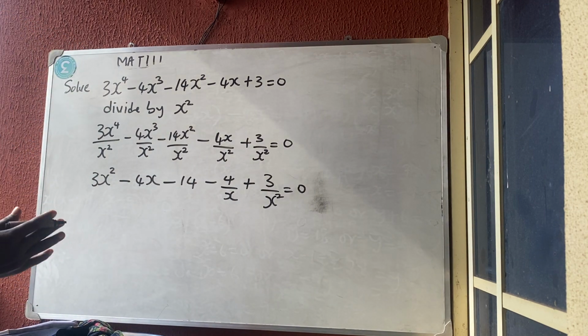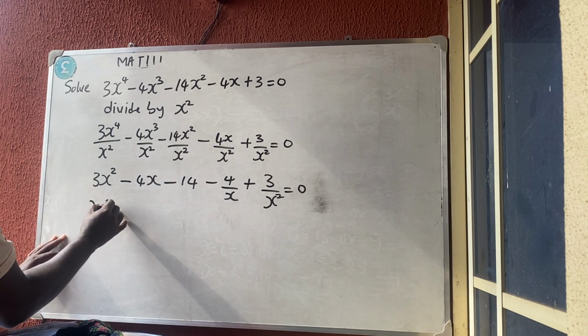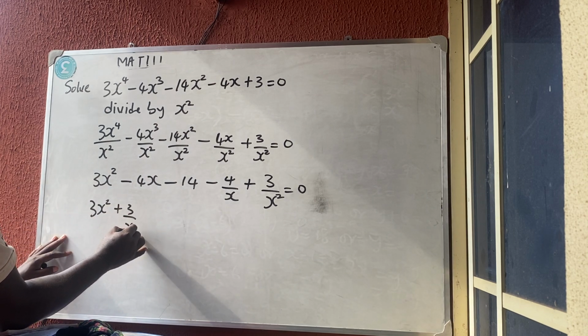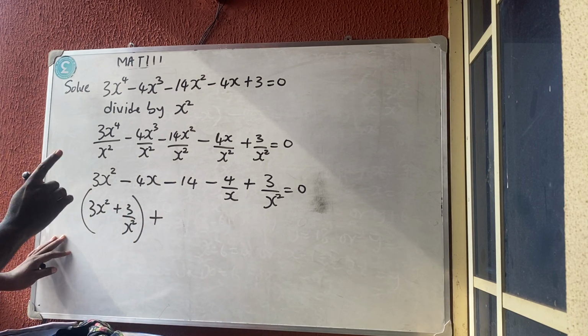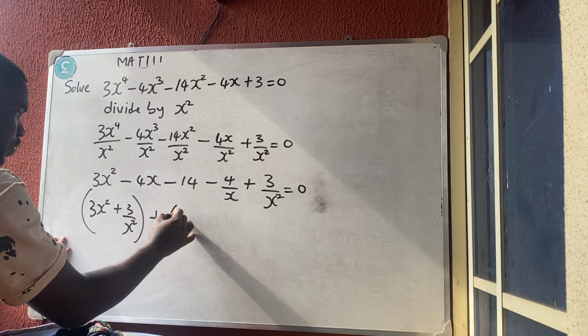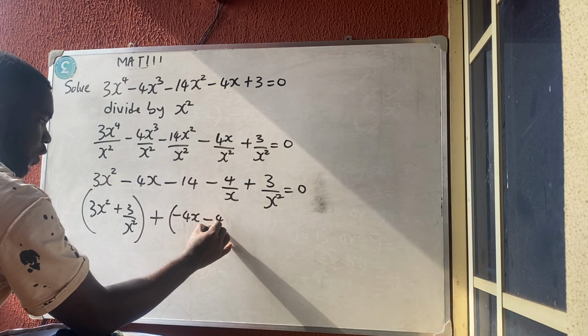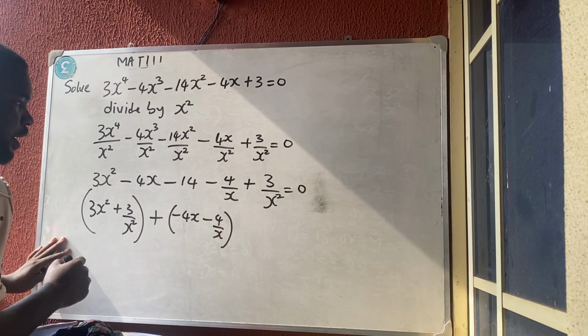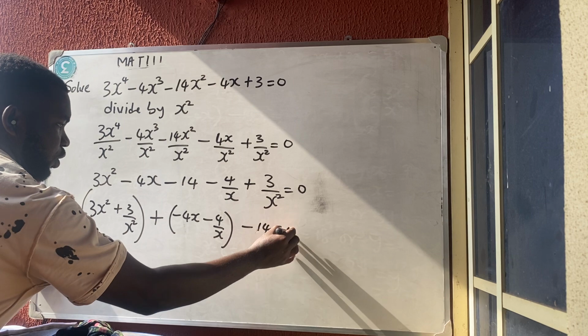Now, let me bring them together after dividing. I'm going to have 3x squared plus 3 over x squared stay together. I'm separating with plus because plus does not affect anything. Then minus 4x with this one, minus 4 over x, they are together. Then I'm going to have minus 14 is equal to 0.